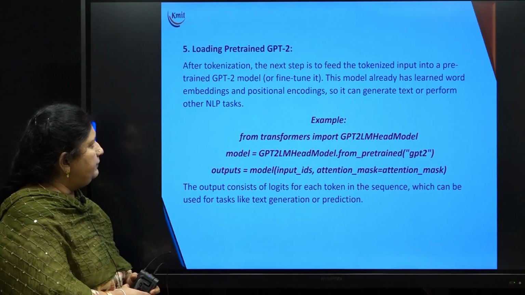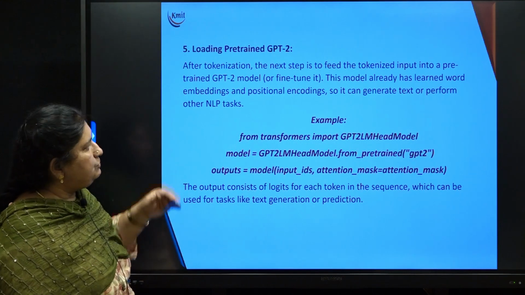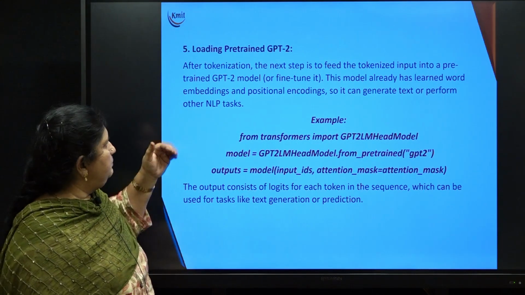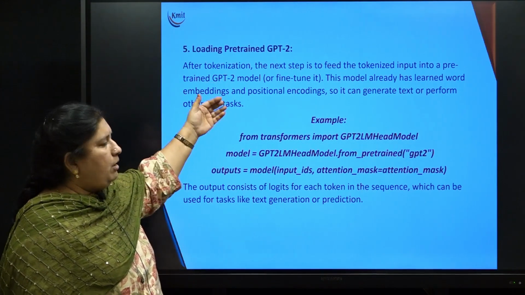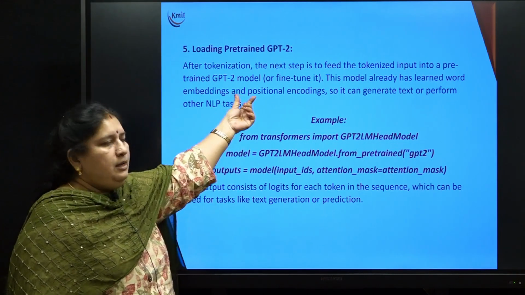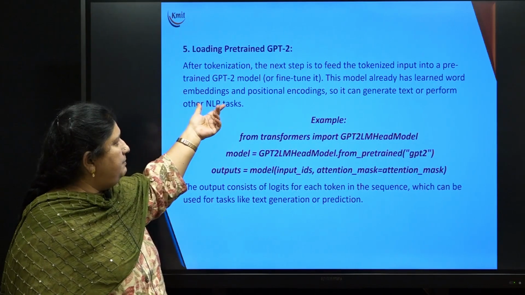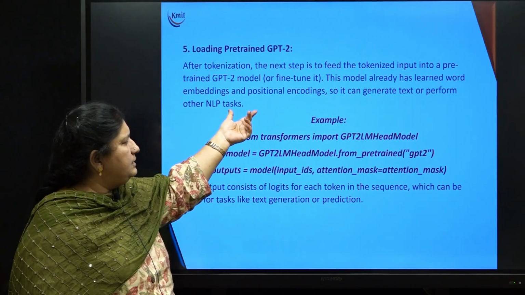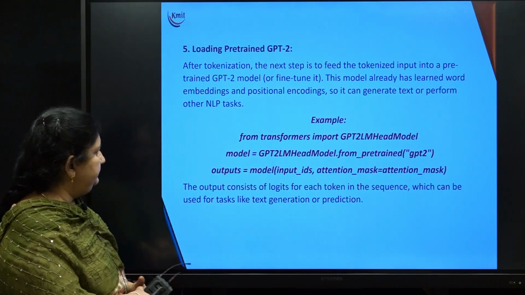After that, what are we trying to do? After tokenization, the next step is to feed the tokenized input to the GPT-2 model, which is already pre-trained, or if you are going for any specific task like summarization, go for the fine-tuned model. The model has already learnt the word embeddings, positional encodings, etc. So it can perform the specified task.